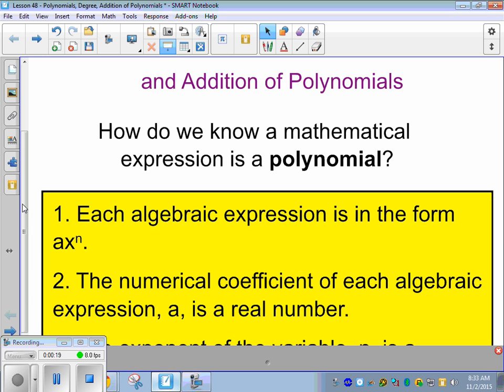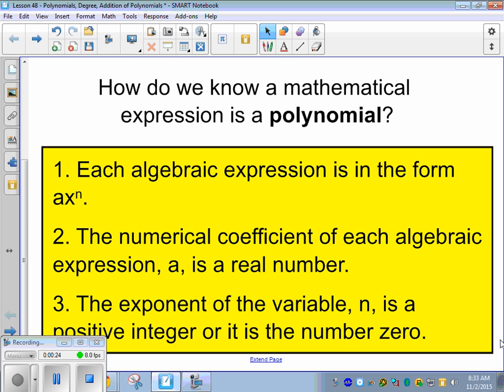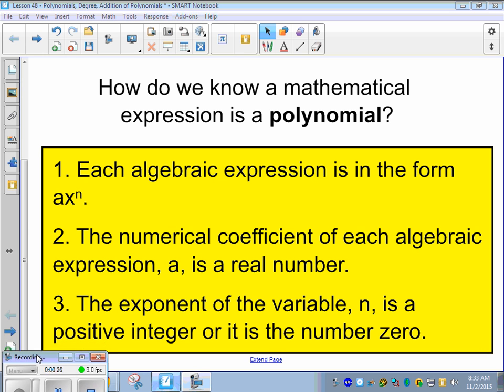There are three things that make something a polynomial, and you are just going to have to write these down. This is the vocab part that I'm talking about. First, each algebraic expression is of the form ax to the n, something like 2x squared or 1x. Second, the numerical coefficient a of each algebraic expression is a real number, just any sort of number we know. I don't think we're going to try and trick you on that one.